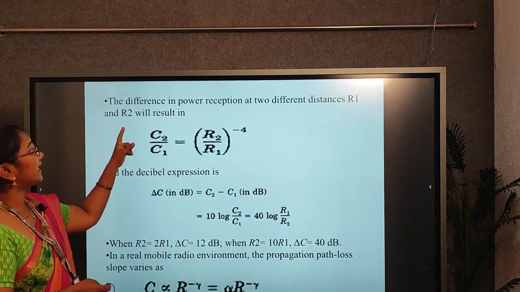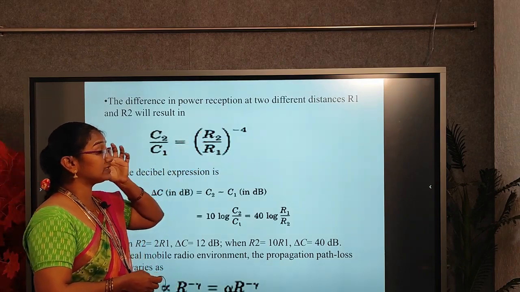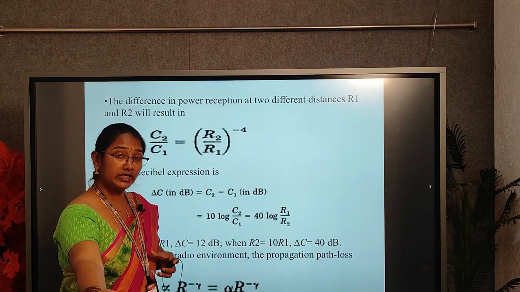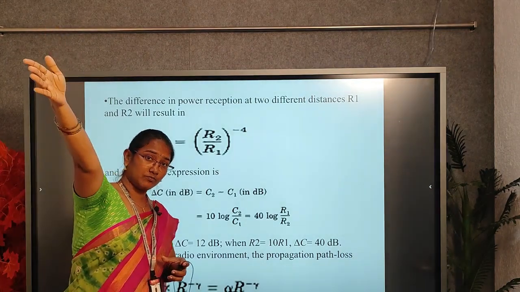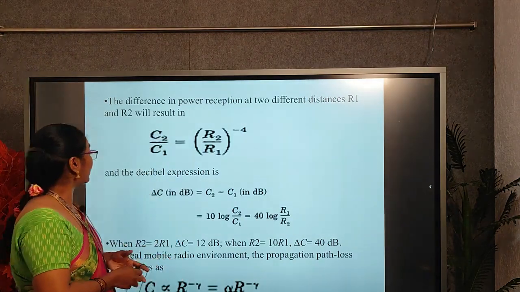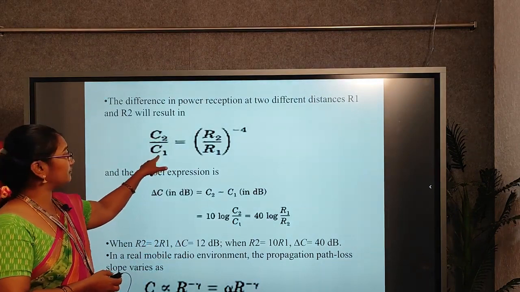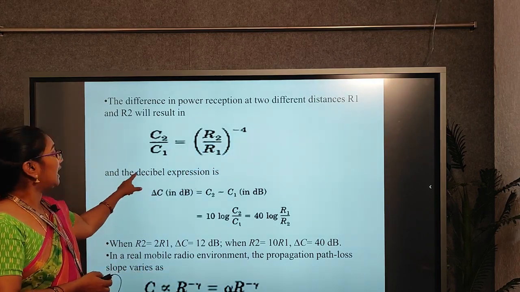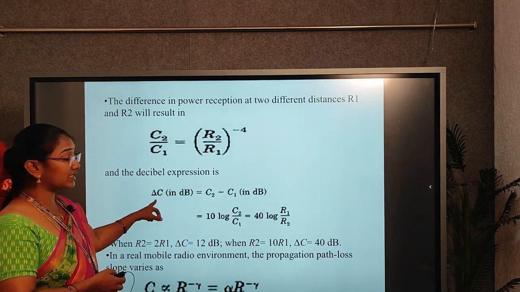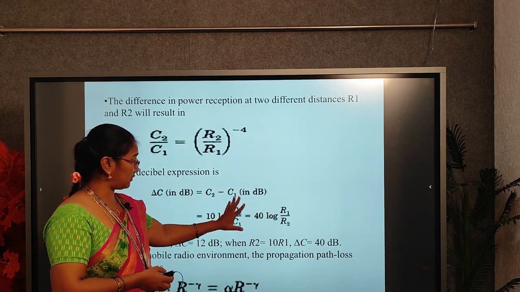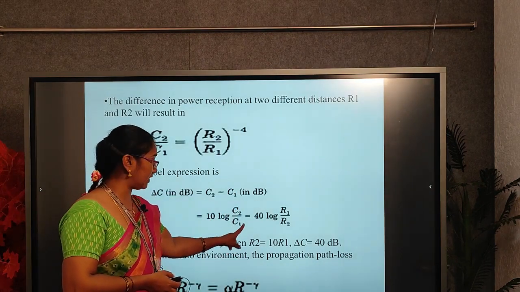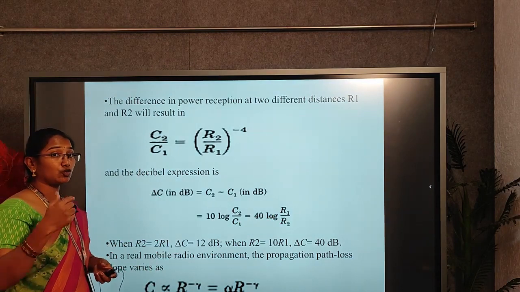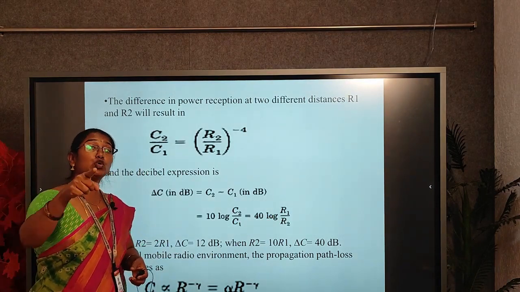The difference in power reception at two different distances, R1 and R2. Just now I told you, from here to here is R1, and from here to some faraway place is R2, right? C2 by C1, the different carrier powers, equals (R2 by R1) to the power minus 4, and the decibel expression is delta C equals C2 minus C1 equals 10 log C2 by C1 equals 40 log R2 by R1. Here, R2 means the second distance, and R2 equals 2R1.